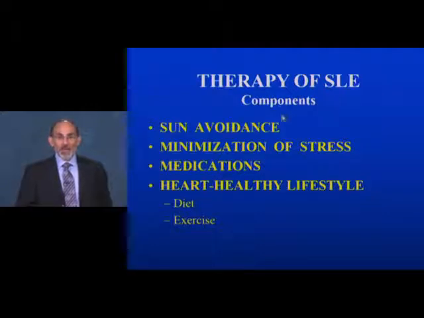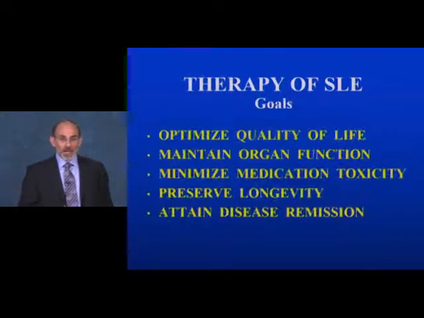Now, therapy, again, sun avoidance, and then anything that can activate the immune system is going to make autoimmune diseases worse, so stress is not good. We tell people to have a heart-healthy lifestyle, which means diet, but also exercise, which both lowers the high cholesterol levels seen in lupus and helps relieve stress. And then not to be forgotten are the medications, which although many people would like to not take, are essential.